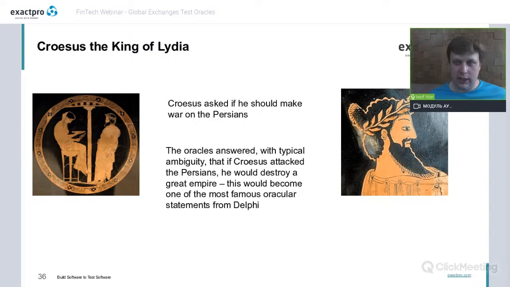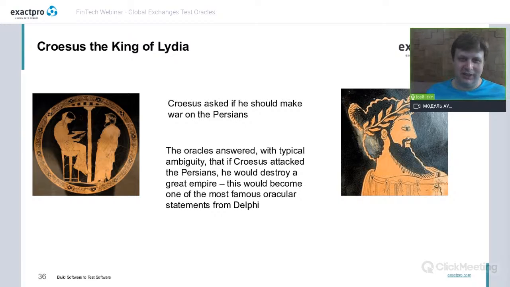And he sent a request to the oracle to know whether he should make a war or not. And the answer was, with typical ambiguity, that if Croesus attacked the Persians, he would destroy a great empire. This is one of the most famous oracle statements from Delphi. He indeed destroyed a great empire, but not the Persians, but his own. So this is the legend.